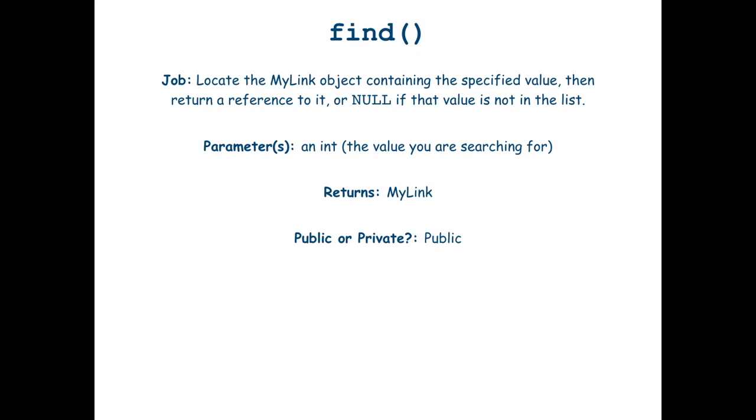Now, this next method is a little more interesting. All right, the find method receives a number as a parameter. This number is the value we want to search for. And then if find is able to find it, it'll return a reference to it. And if it cannot find it, it returns null.